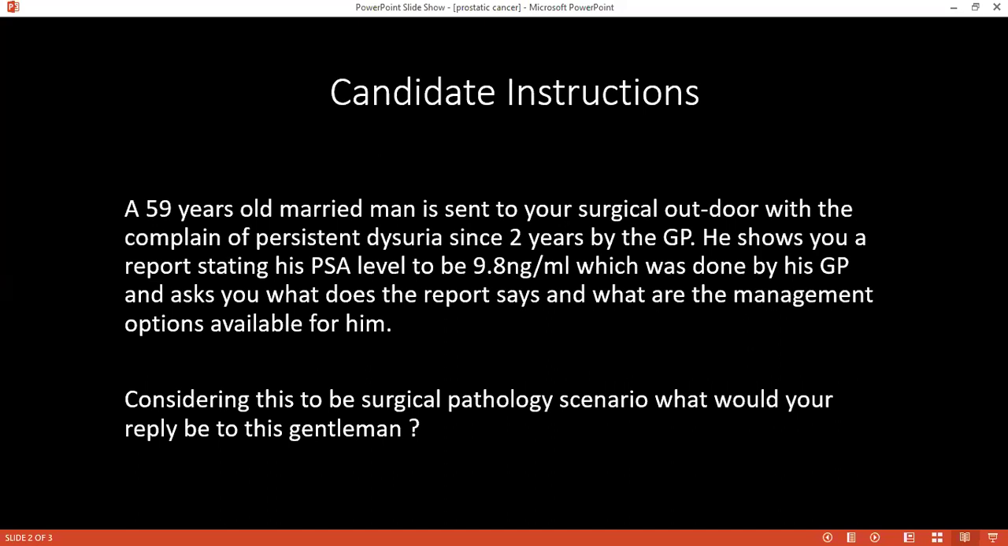Can you please tell me what is the mode of spread of prostatic carcinoma? Okay, it will spread by the lymph nodes to the para-aortic lymph nodes and by blood, hematogenous, to the spinal vertebrae because the veins have no valves, and also could be to the lung. Lungs, okay. Right.